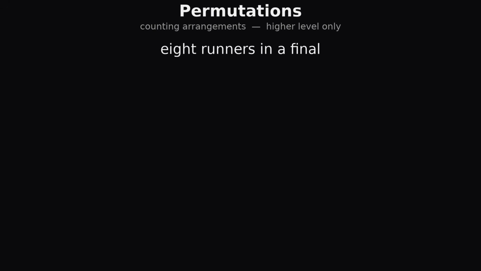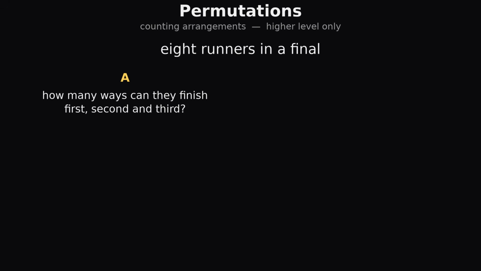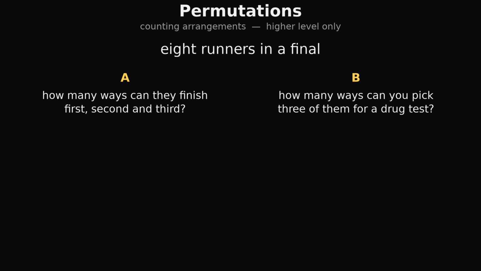In this video, we're counting arrangements, permutations, higher level only. And here are two questions that look identical and have completely different answers. 8 runners in a final. Question A, how many ways can they finish first, second, and third? Question B, how many ways can you pick 3 of them for a drug test? Same 8 people, same 3 chosen.